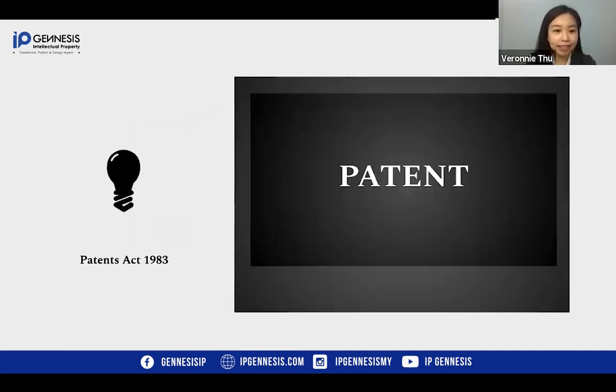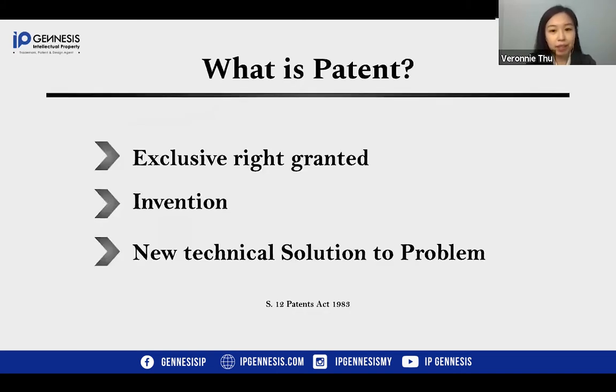Next, patent, governed under the Patents Act 1983. So what is a patent? A patent is an exclusive right granted to an inventor for an invention. An invention means a product or process that provides a new technical solution or function to a problem.